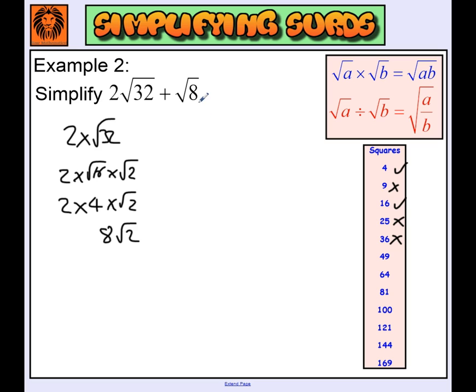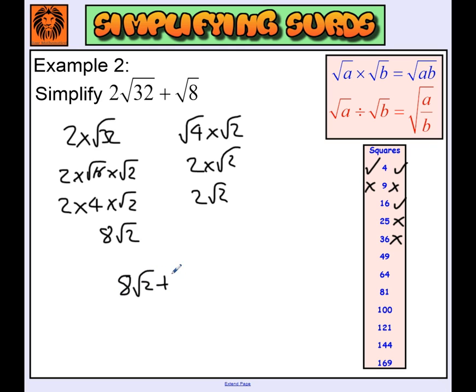Now we need to do the same with root 8. So with root 8 we look for the biggest square number that goes into it. We know that 4 does. 9 does not because they're all bigger than 8. So therefore this goes to root 4 times root 2. Root 4 simplifies to 2, so this is 2 times root 2, which is just 2 root 2. So we can now rewrite the question as 8 root 2 plus 2 root 2. So 8 plus 2 is 10, so this means that we have 10 lots of root 2.